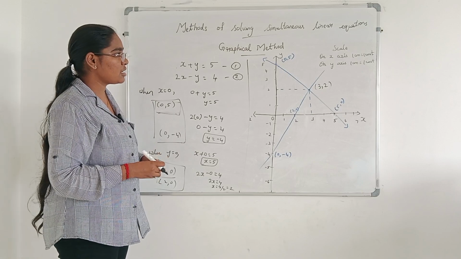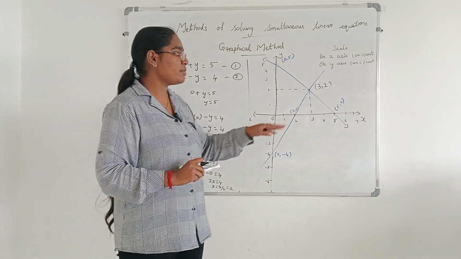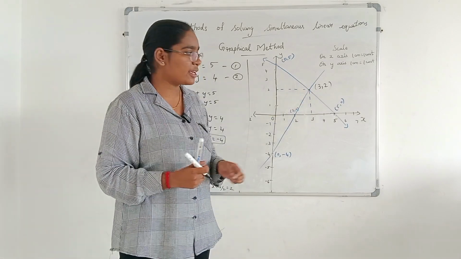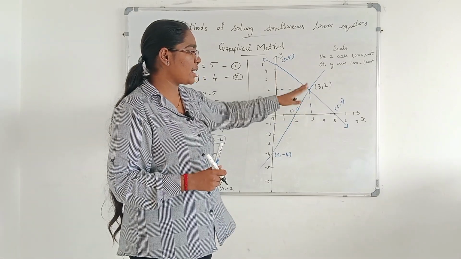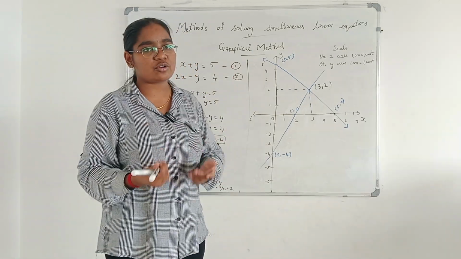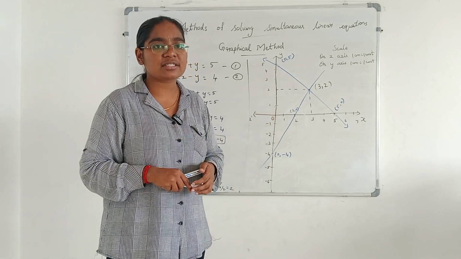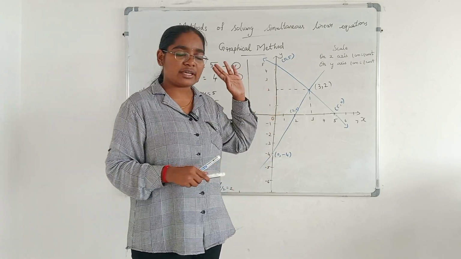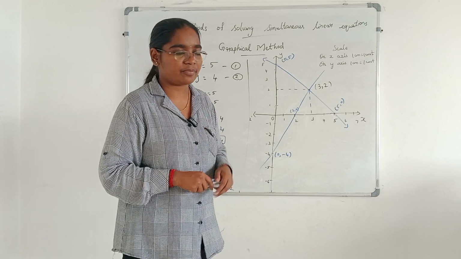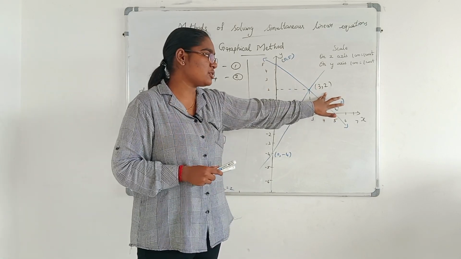Okay. This is how you have to approach a graphical problem. In this graphical problem, we got a unique solution. If these two lines are parallel, then these two equations have no solution. If these two lines are coincident, then these equations have infinitely many solutions. Here the lines are intersecting, so it has a unique solution, only one solution.